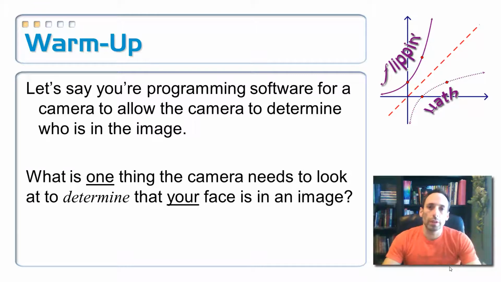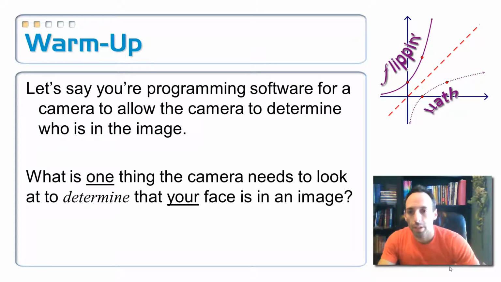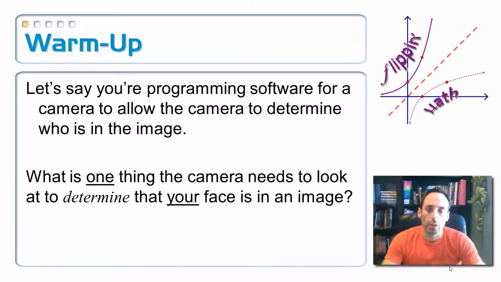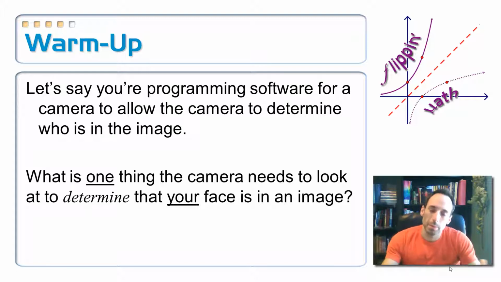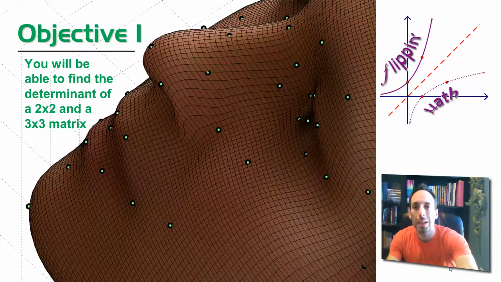So for me personally, it would probably be my nose. That just my nose all by itself, that would probably be enough to determine that it's my face. Now the software, of course, would probably use more than just a nose to recognize something. But what I'm trying to make a point about here is that there's something that determines who you are. Maybe one little thing, maybe it might be a collection of things. Okay, but that's what a determinant is.